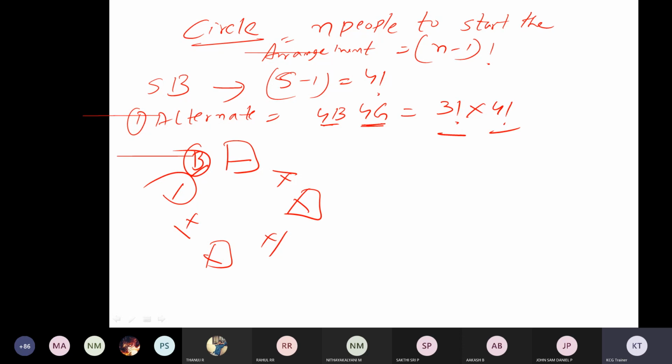Only to start the arrangement, to know the starting point only, I have to fix one person. That is why I fixed one boy. Even if you fix a girl also, you will get the same answer as 3 factorial, 4 factorial only. Understood for circle, for alternate concept? Everyone, did you understand the alternate concept of circle? Sir. Okay.